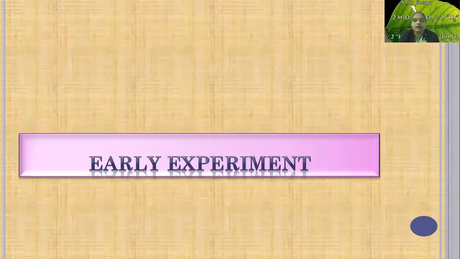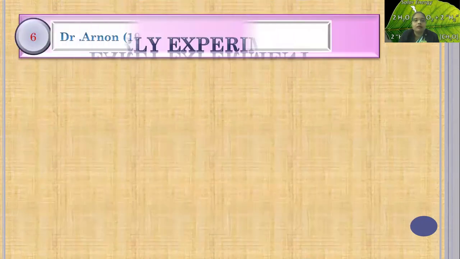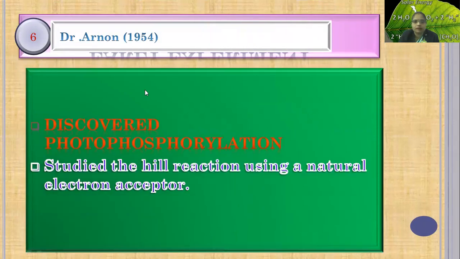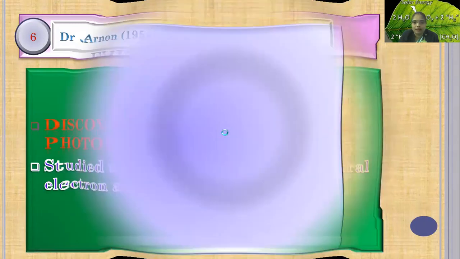Then last scientist, Dr. Arnon in 1955, discovered photophosphorylation, studied Hill reaction using a natural electron acceptor.